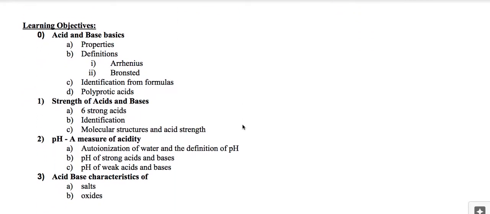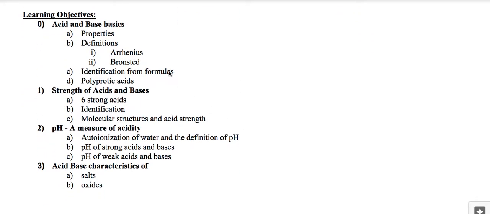Here are the four different learning objectives we're going to do. Remember that learning objective 0 is some pre-work that we have to do before we can do the rest of this. So it's important work, but there's not going to be a quiz over it, and I'm going to go through that super fast. Strength of acids, pH, and acid-base characteristics are the three different learning objectives that we're going to go through and that you'll be quizzed on.